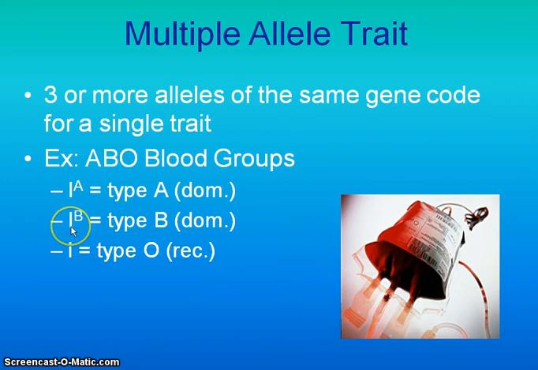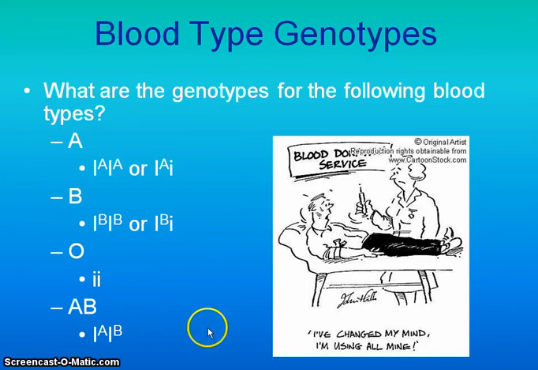A B allele, which is also dominant, or a lowercase i, which represents the recessive allele, and that would give you type O blood. So you still have 2 of these alleles that will combine to give you your genotype, but there's 3 possible alleles that could contribute to that genotype. So here are the possibilities.